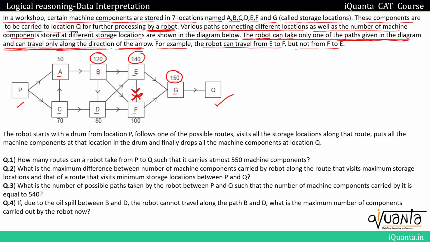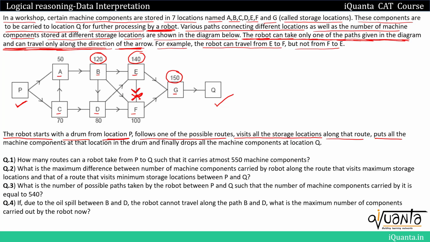Now let us read further. The robot starts with a drum from location P. So he is starting from location P, follows one of the possible routes. So he will be following a possible route which satisfies all the conditions, that it has to travel along the direction of an arrow, not opposite to it. Visits all the storage locations along that route. Okay, so he is visiting all the locations along the route.